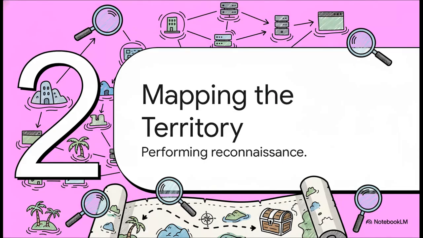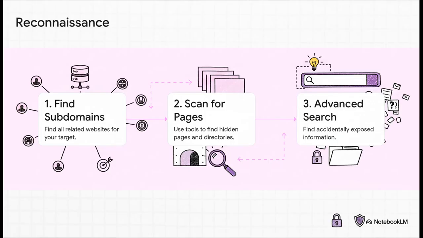Okay, so toolkit's ready. The very first phase of any hunt can begin. Reconnaissance, or just recon for short. Think about it. Before you start digging for treasure, you have to map the island, right? In the digital world, that means understanding every single nook and cranny of the website you're targeting. And the process is really systematic. First, you find all the other websites connected to your main target. We call these subdomains. Then, you use automated tools to scan for hidden pages that aren't linked anywhere obvious. And finally, you use some really clever search tricks to see what kind of information the company might have accidentally left out in public.